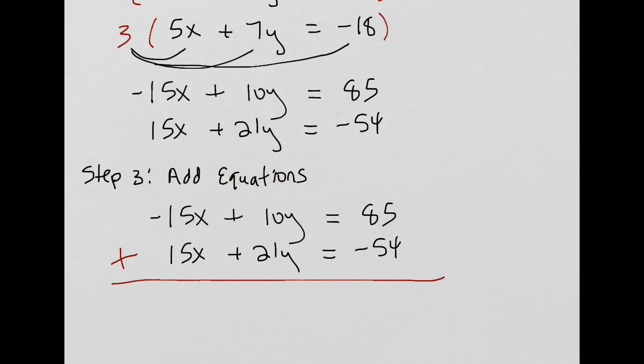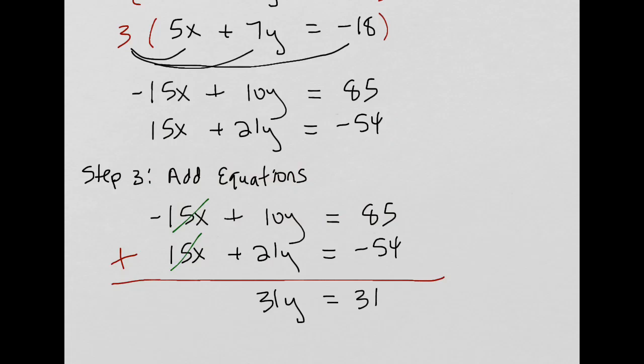So if we add our two equations together, first I've got negative 15x plus 15x. Those are going to become 0. Then I've got 10y plus 21y. That's 31y when I combine those. On the other side, I've got 85 plus negative 54 is 31.